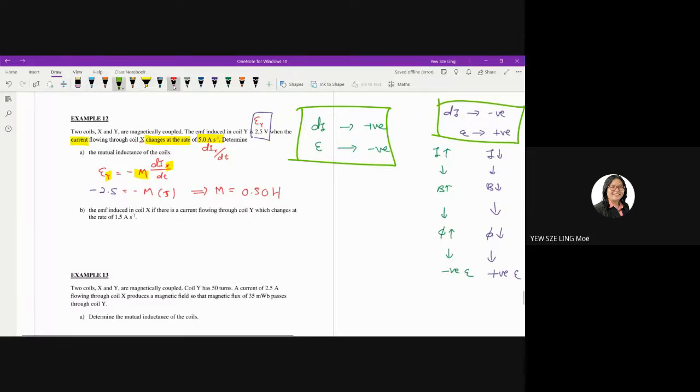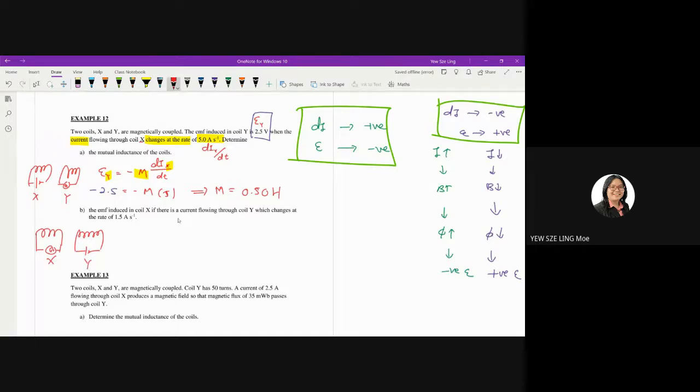Okay, next question. The EMF induced in coil X, if there's a current flow, now they change the question. Initially, you have current in X, and this is a galvanometer. This is your X, this is your Y. In the second question right now, it tells you to change the situation. Now your X is the one with the galvanometer and your Y is the one with the current.